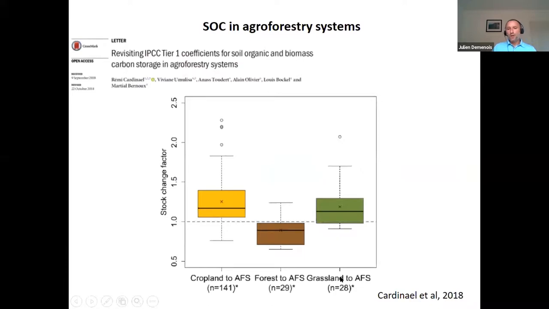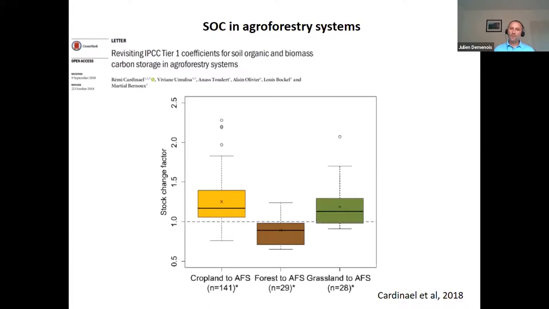Just to conclude, I would like to enlarge this example of agroforestry with a figure coming from a meta-analysis, a paper from also one of my colleagues, which was done to revise some of the IPCC coefficients, which were mentioned by Louis just before. And they assess the impact of agroforestry systems worldwide on the soil organic carbon stocks.